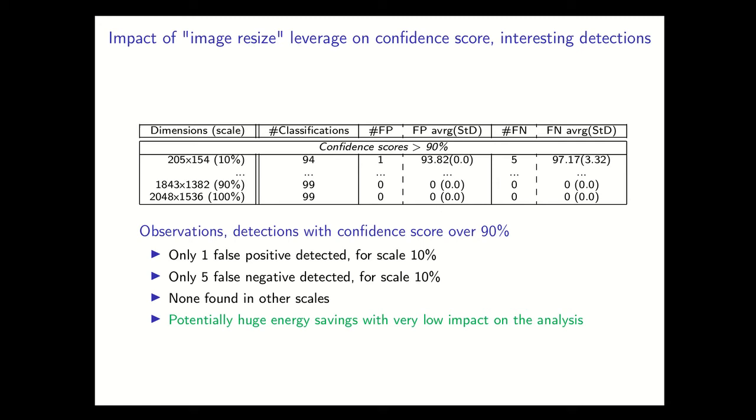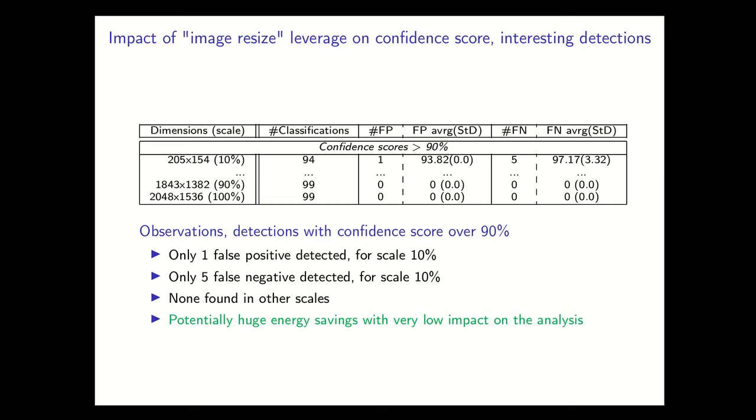And for the false negatives, we only have 5 that are detected again for the scale that is 10%, so the smallest one. None of the others, even the 20%, have any false positive or false negative detected. Thus, there is a huge potential for energy savings here, with a very low impact on high confidence scores.